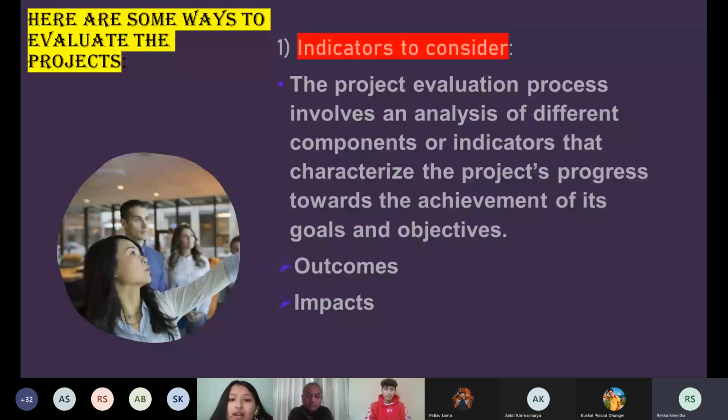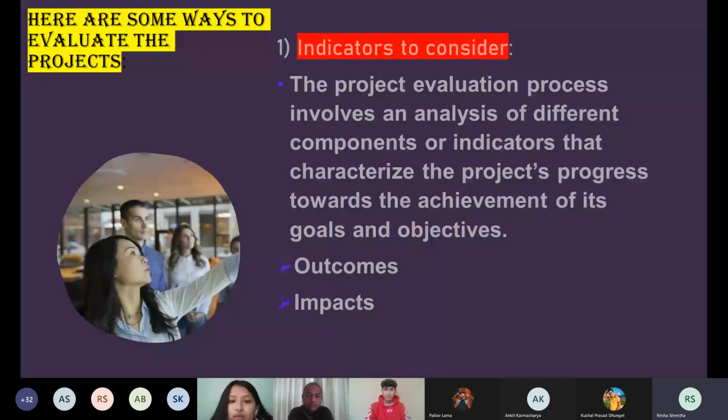Now let's find out how to evaluate projects, what indicators to consider, and how to design a project evaluation plan. Let's discuss the indicators. The project evaluation process involves an analysis of different components or indicators that characterize the project's progress towards the achievement of its goals and objectives. These components or indicators are outcomes and impacts.